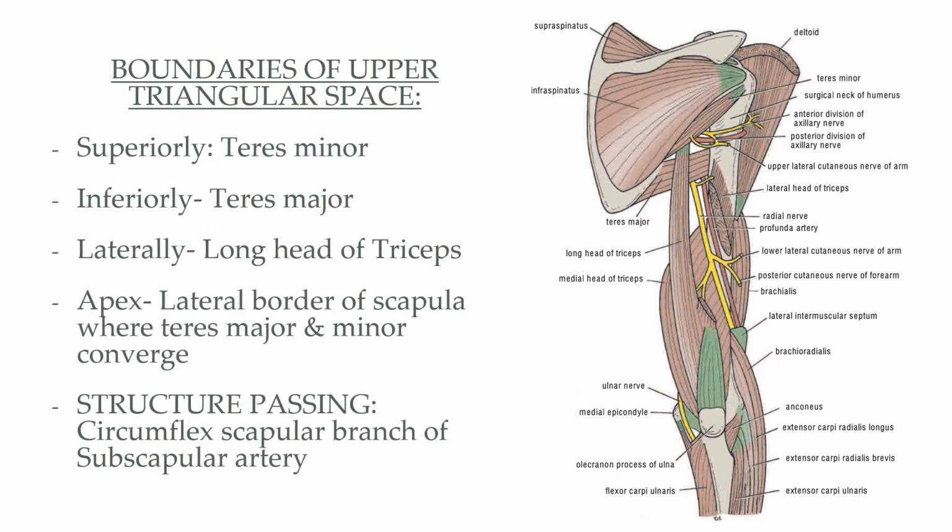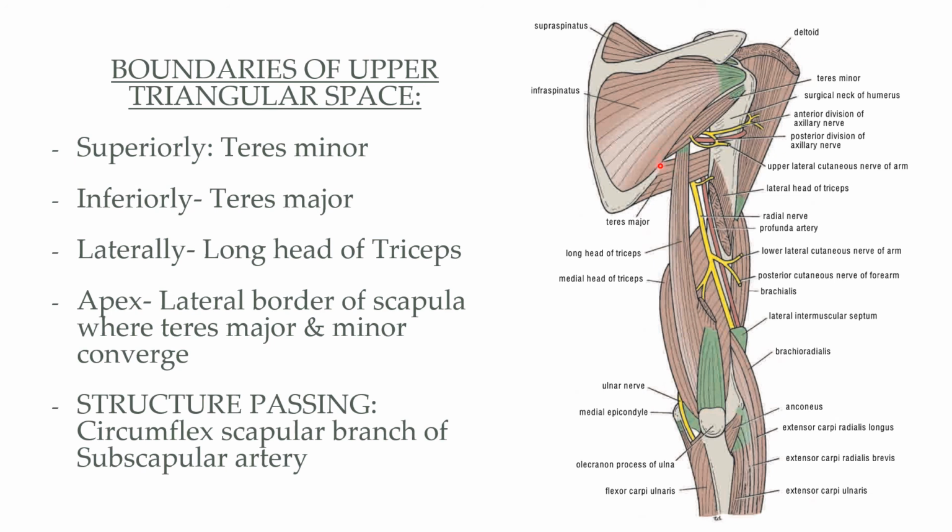The next space is upper triangular space. So let us see the illustration on the right side. This muscle, we know that this is long head of the triceps, and this is the lateral border of the scapula, over which we can see this is teres minor and this is teres major muscle. So this space which you can see, this gap, is the upper triangular space.